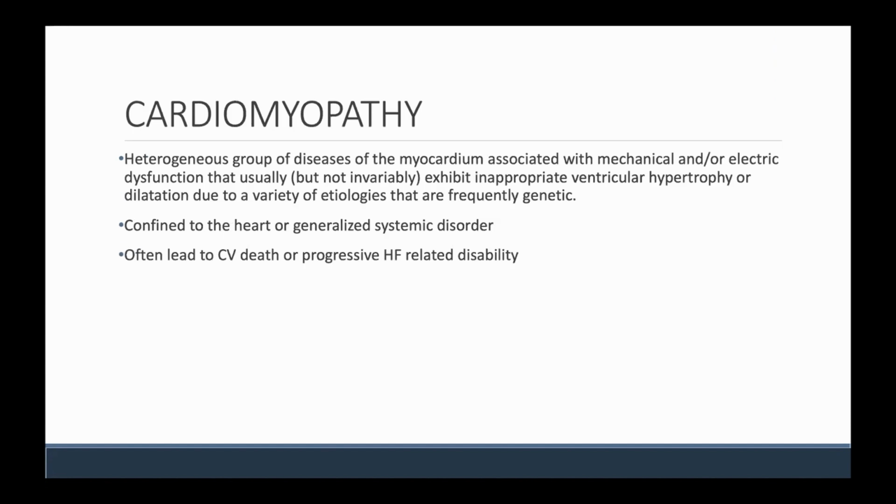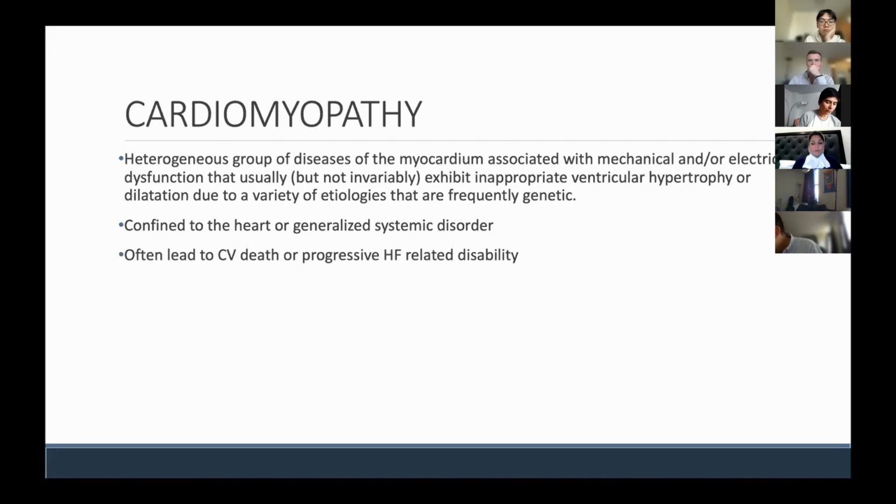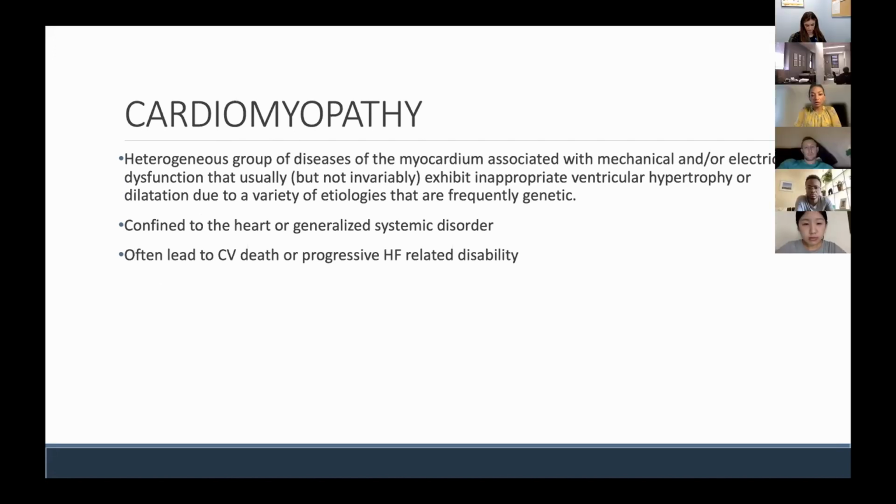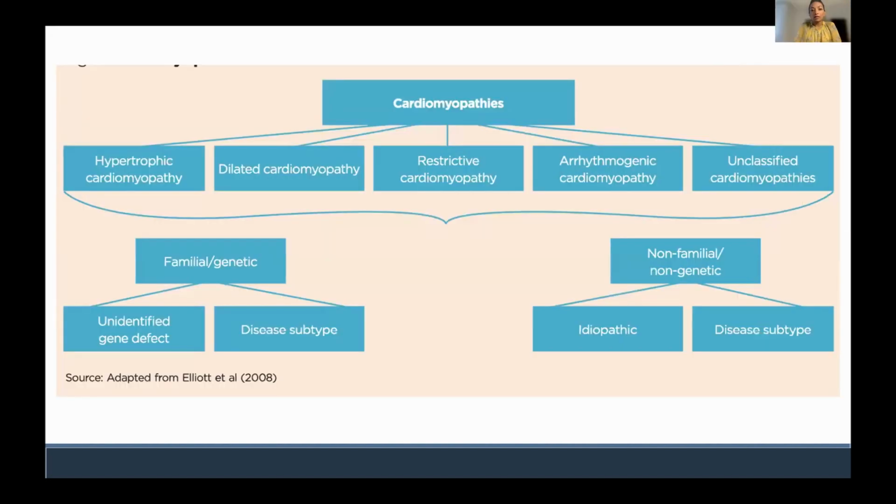So cardiomyopathy overall, as you know, is a heterogeneous group of diseases of the myocardium that's associated with mechanical and/or electrical dysfunction. That's usually, but not always, associated with inappropriate ventricular hypertrophy or dilatation, and it's due to various etiologies, frequently genetic. It can be confined to the heart, or it can be a generalized systemic disorder, often leads to CV death or progressive heart failure related disabilities. So the broad categories of cardiomyopathies are really hypertrophic cardiomyopathy, dilated, restrictive, and a smaller component of arrhythmogenic or unclassified cardiomyopathies. And any of these can be familial or genetic.